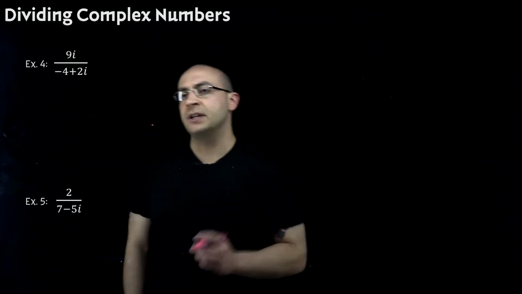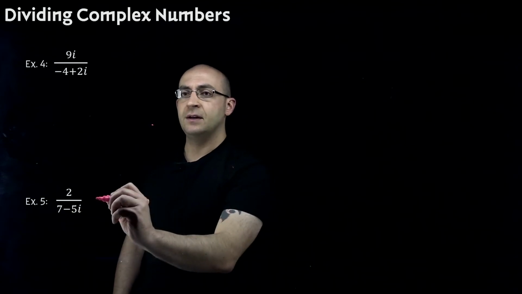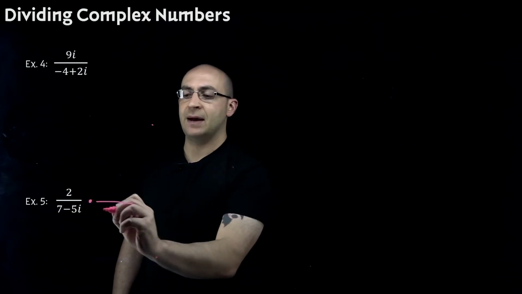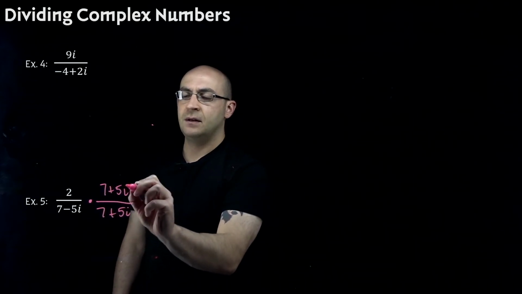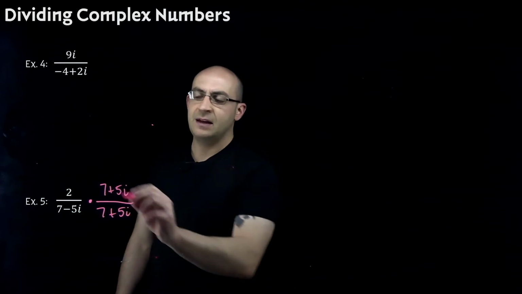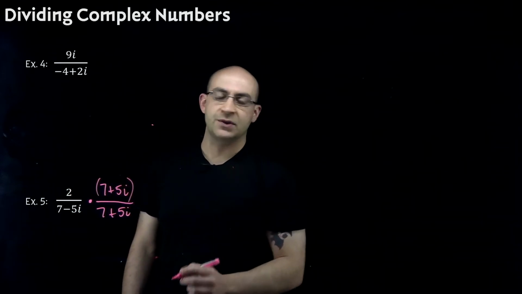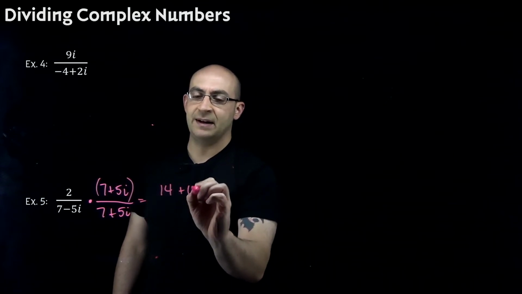The complex conjugate of this term is 7 plus 5i. So what I'm going to do is multiply by 7 plus 5i on top and on bottom. Again, I'm distributing that 2 to that 7 plus 5i. If you wanted to put parentheses around the top, that works too. So this is going to be 14 plus 10i.